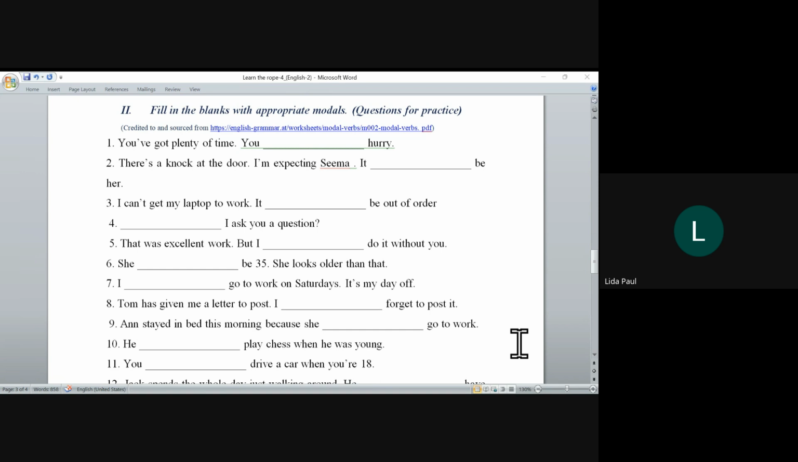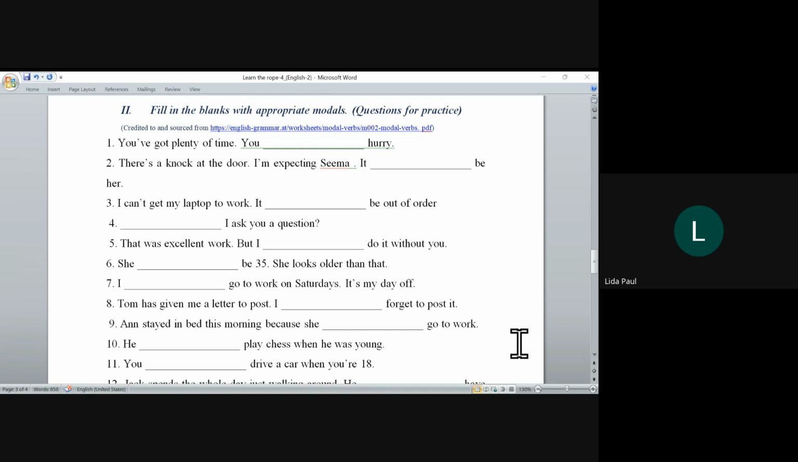Possibility, you'll sometimes see the word replaced with probability or likelihood also. They all mean the same in the context of modal verbs. They have their individual meanings, but in the context of modal verbs, possibility, probability, likelihood are all one and the same. There's not much of a difference.